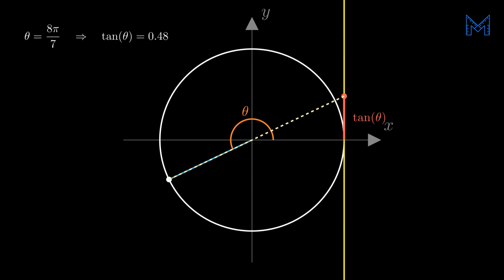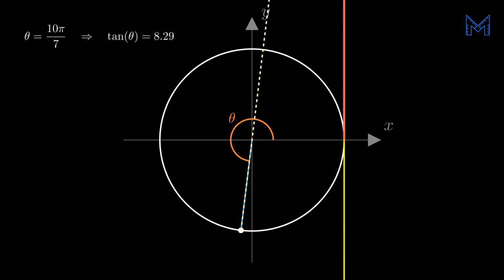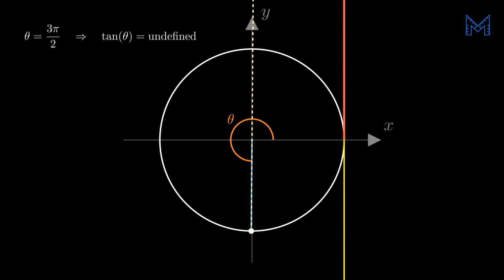In the third quadrant, let's take the angle 8 pi over 7. The extended side of the angle hits the tangent line above the x-axis once again, so the tangent becomes positive again. The closer we get to 3 pi over 2, the more the intersection shoots off toward positive infinity. And naturally, at exactly 3 pi over 2, the side of the angle is completely vertical. The lines are once again parallel, so the tangent is undefined there as well, just as it was at pi over 2.